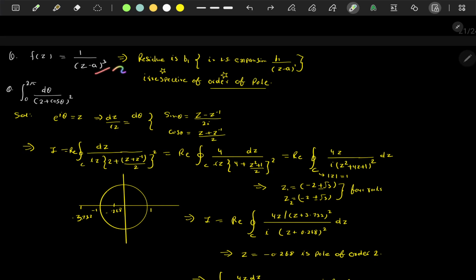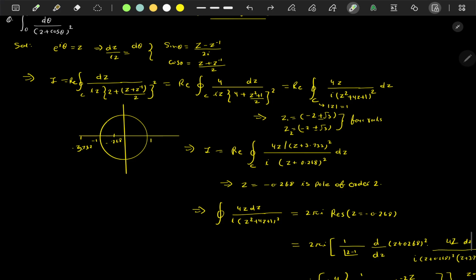Okay, so when you expand it, just remember that residue is the multiplication of 1 upon z minus a. It's not like you are doing the second order pole, so you will take consideration of b2, or third order pole, so you will take consideration of b3. It's not like that. Residue is always the multiplication of 1 upon z minus a.